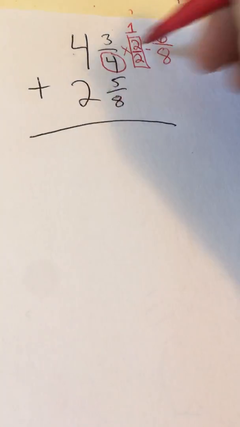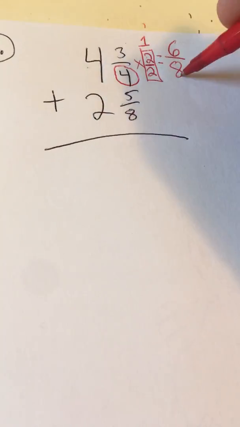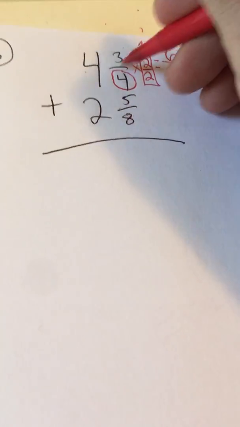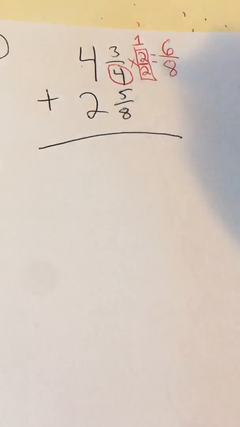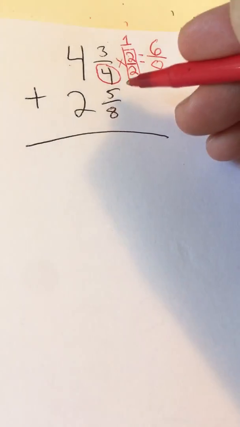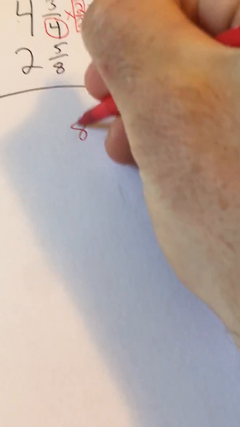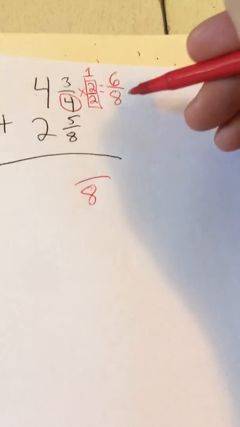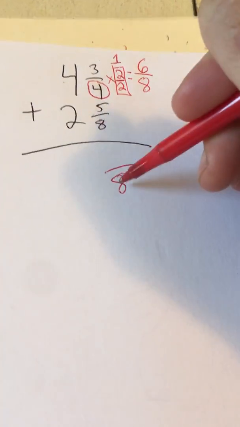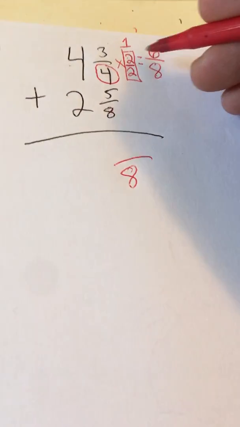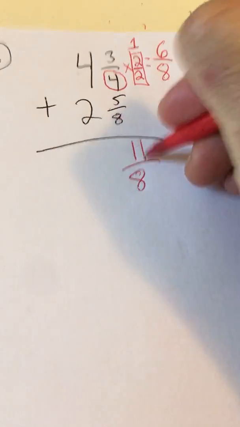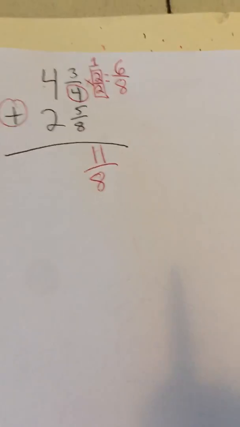3/4 and 6/8 are equivalent. 4 times 2 is 8. 3 times 2 is 6. So that means 3/4 and 6/8 are equivalent. Now we can add 6/8 plus 5/8. 8ths plus 8ths are going to stay as 8ths. That's just telling us how many pieces are in the whole. And then we're going to add 6 plus 5 is 11. Careful, make sure we're adding.